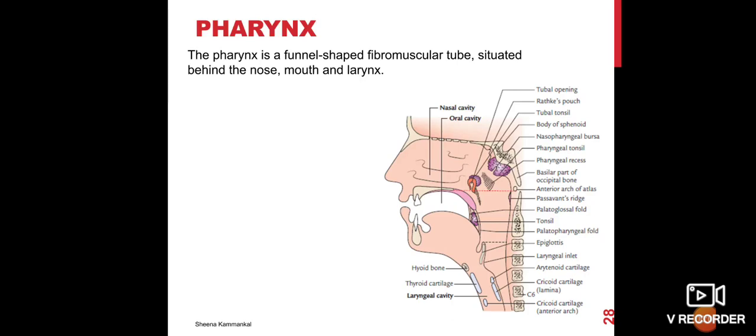In the last class, we were discussing the soft palate. So, we had seen from the mouth to the soft palate. And today, we are moving to the next part, the pharynx.